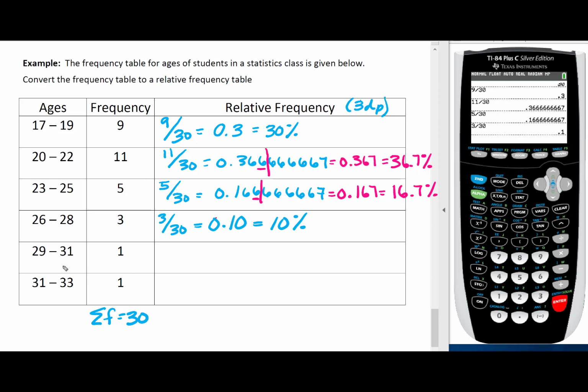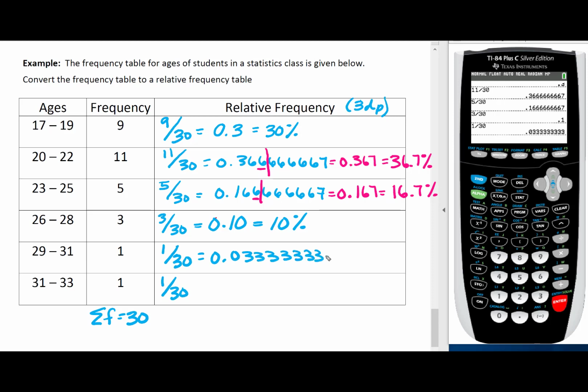Our last two, between 29 and 31, it's 1 student, and between 31 and 33, it's also 1 student. So we can go ahead and take the 1 divided by 30 for both of these. Let's switch to our calculator here. 1 divided by 30. And that's our repeating decimal. So it's going to be 0.0 and all those 3s.